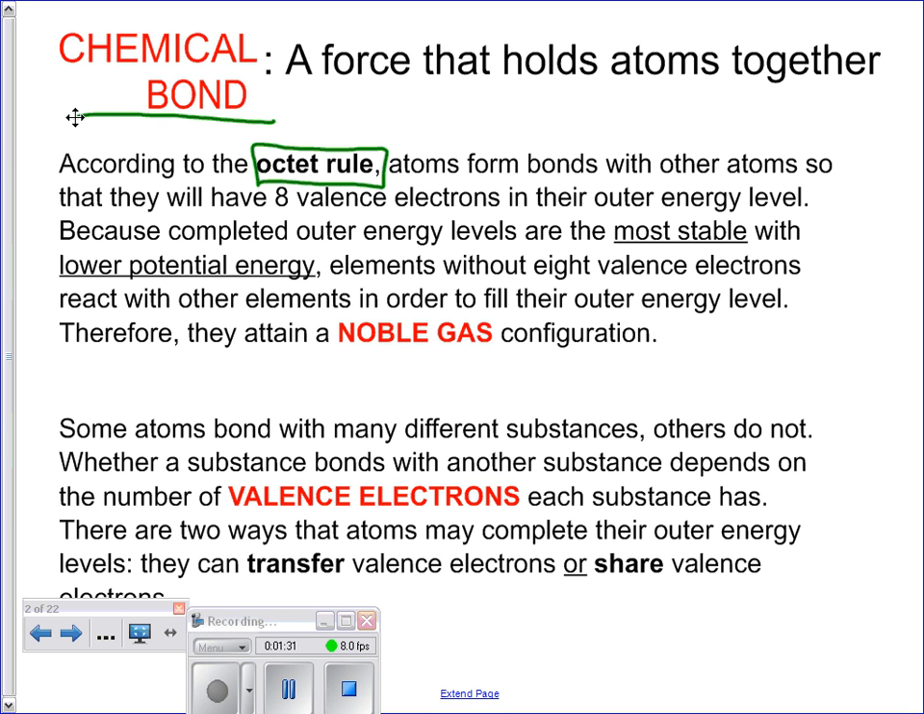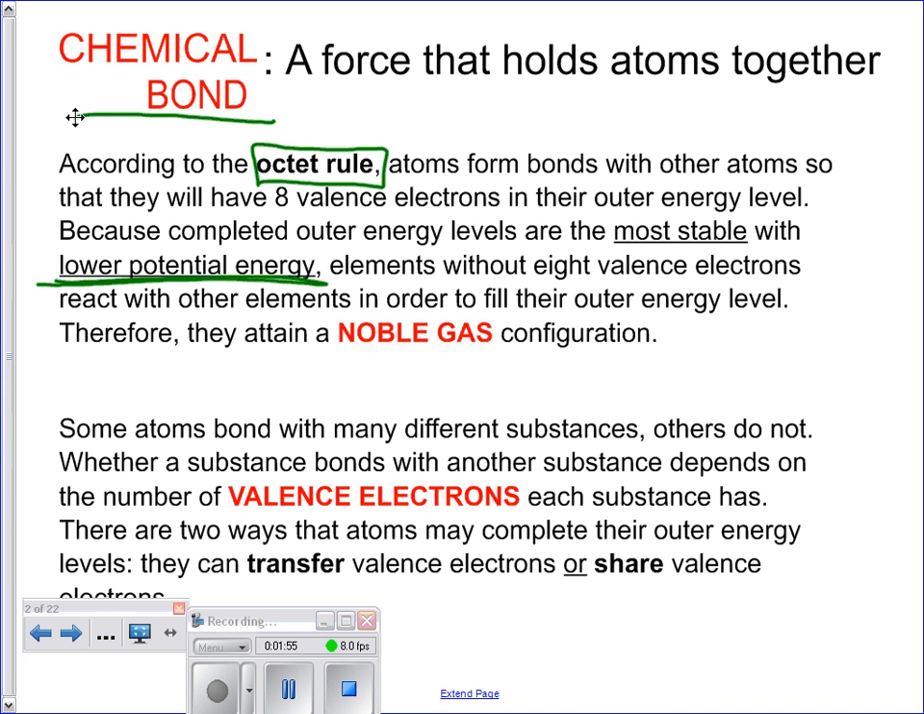The reason why they're stable is because they have a lower potential energy than the rest of the elements. So in order to get this noble gas configuration, elements on the periodic table will gain or lose electrons to form ions and become isoelectronic to these noble gases, meaning they have the same number of valence electrons.